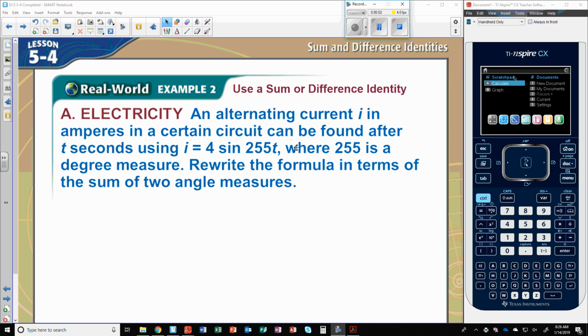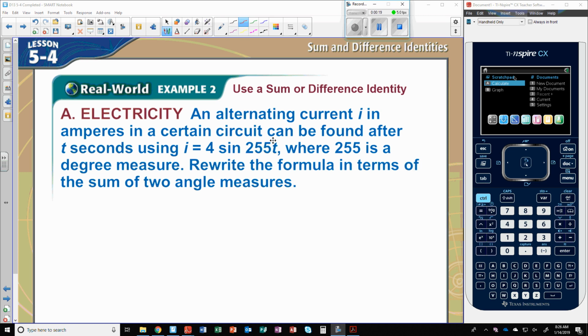Example 2. Electricity. An alternating current I, in amperes, in a certain circuit can be found after t seconds using I equals 4 sine 255t, where 255 is a degree measure. Rewrite the formula in terms of the sum of two angle measures.